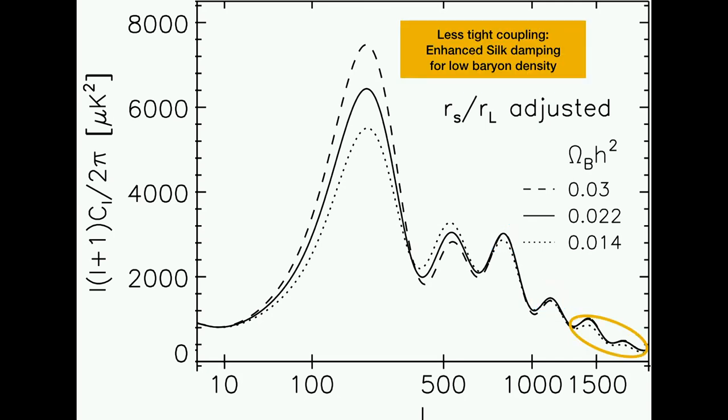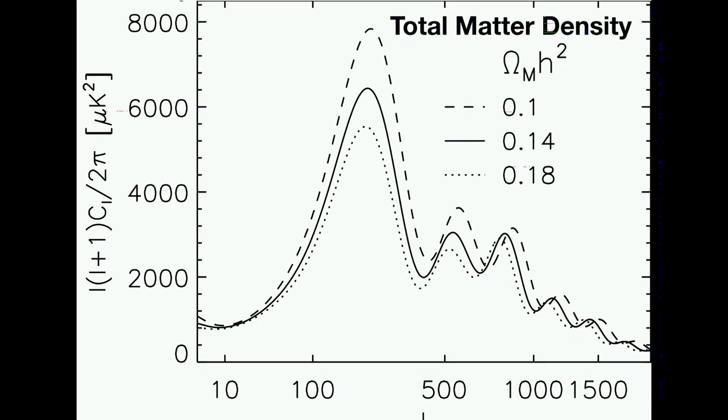How about that? Here's Silk damping. When you have smaller baryon density, tight coupling breaks down earlier because you don't have baryons to make photons a fluid. You need baryons to make photons a fluid, right? So you get extra damping due to enhanced Silk damping. Now you understand everything about baryonic effects on the power spectrum. Any questions?